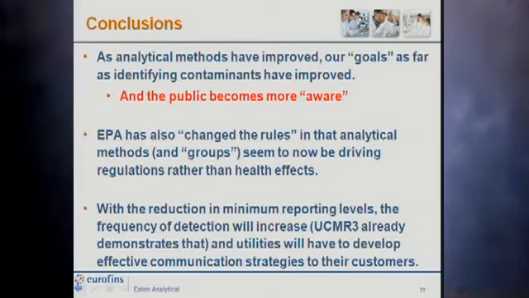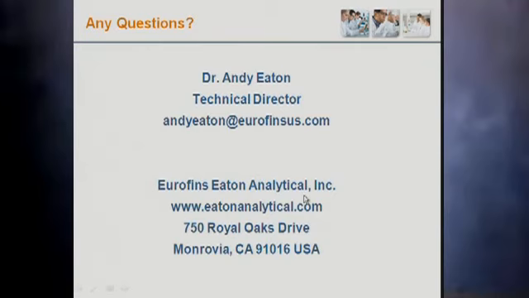So, in conclusion, as analytical methods have improved, our goals as far as identifying contaminants have improved, and the public also becomes more aware, so it becomes a challenge for communication. EPA has also changed the rules in that analytical methods and groups now seem to be driving regulations rather than health effects. And with this move towards lower and lower reporting limits and thus a greater frequency of detection, it's really going to be a challenge for utilities to communicate to their customers and explain that just because we see something doesn't mean it matters. And with that, I'm happy to take questions.